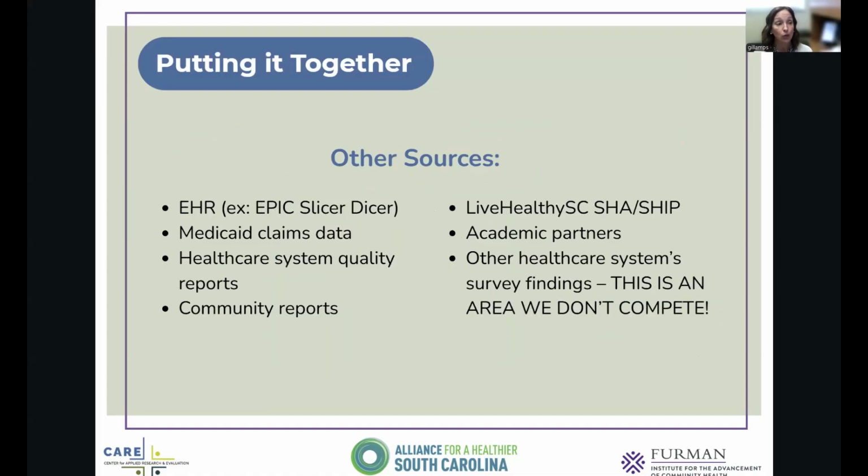Thinking about what those other sources could be, your electronic health record is a great place to go access data and understand what are those key conditions, diseases, healthcare challenges in the communities that you serve. You can ask for Medicaid claims data to help you get a sense in certain target populations. There's the healthcare system quality reports, and there may be other organizations in your community that conduct some form of a community health assessment that you could use to help inform your CHNA.